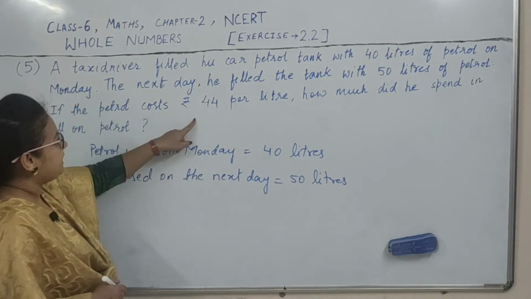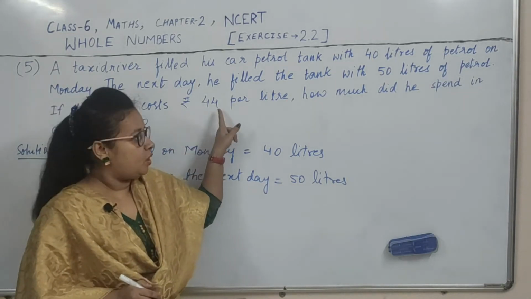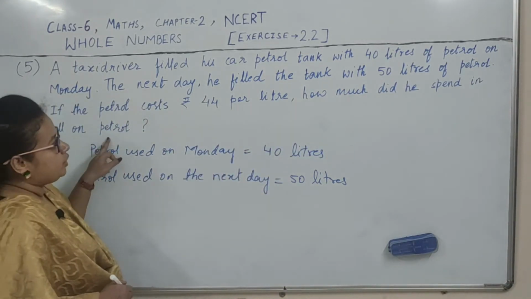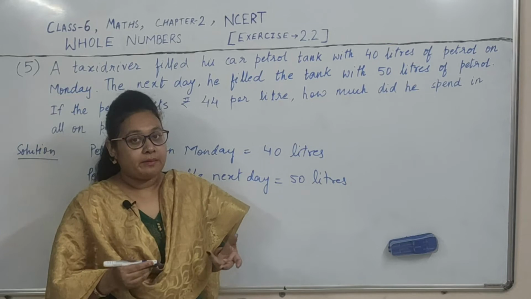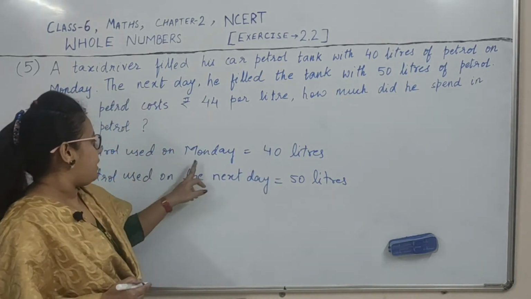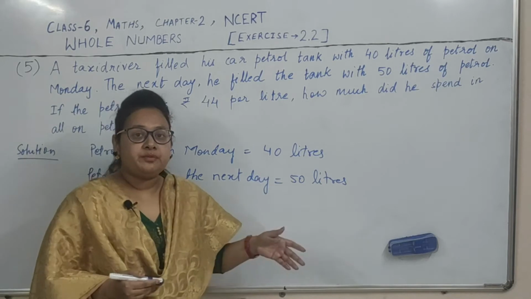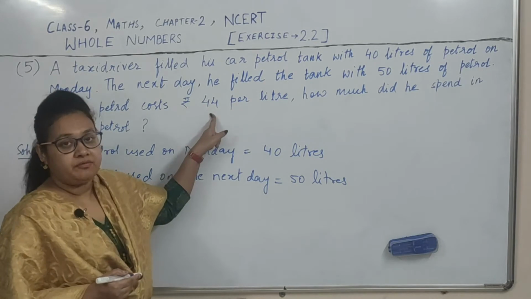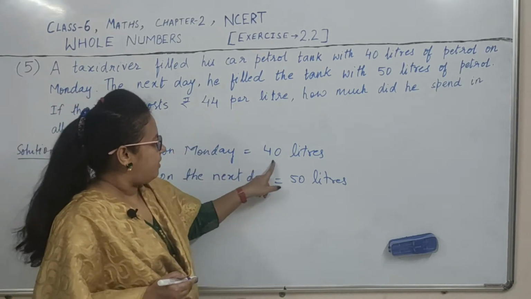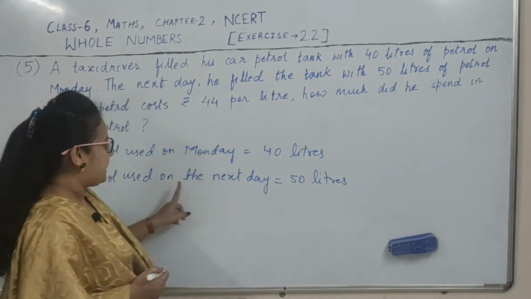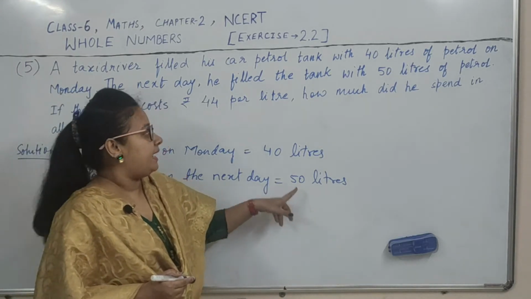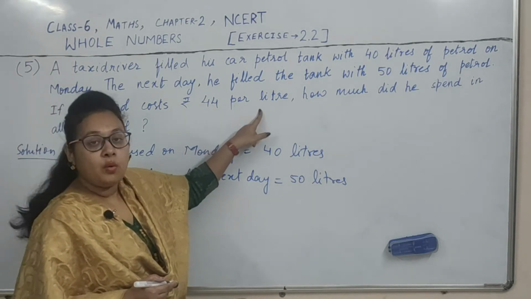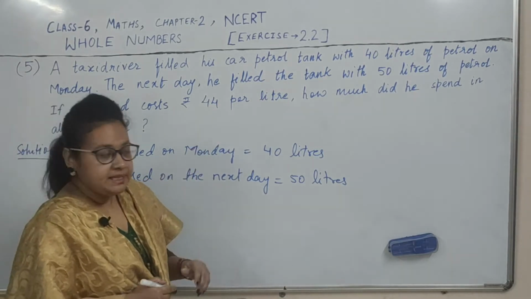The cost of 1 liter of petrol is 44 rupees. Okay. So how much did he spend in all on petrol? So how much total money did he spend on petrol in these 2 days, on Monday and on the next day, when the cost of 1 liter of petrol is 44 rupees? On Monday he used 40 liters of petrol. On the next day he used 50 liters of petrol, and the cost of petrol is rupees 44 for 1 liter.